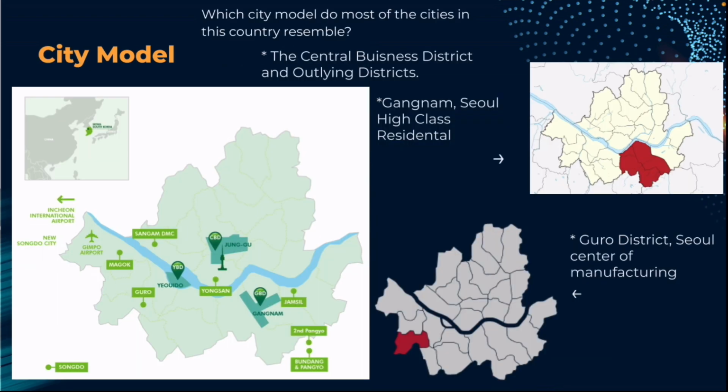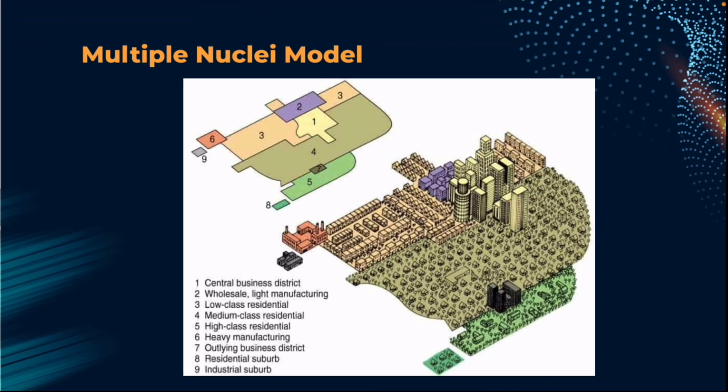Now if we look at the last picture, titled The Center of Manufacturing, we can see it's on the outskirts of the city. Now looking back to our model, the red part that's on the outskirts of the city is also manufacturing, which is the third similarity, exactly the same. So those are my 3 pieces of evidence as to why cities in South Korea use the multiple nuclei model.